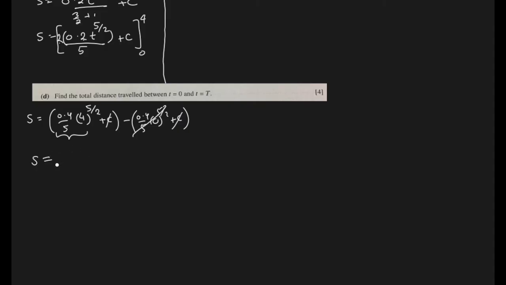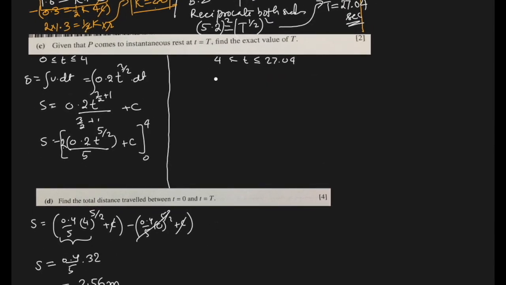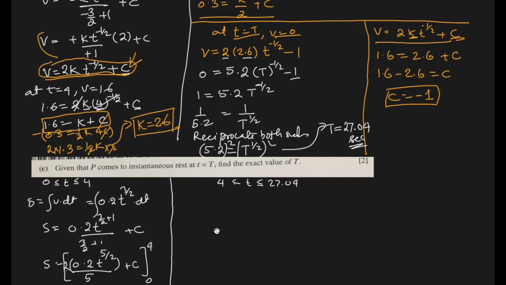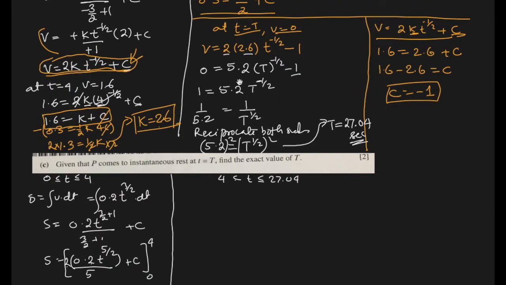What will that be? 0.4 over 5 and 4 to the power 5 over 2 is 32, and it comes out to be 2.56 meters. Now we have to move on to the second one. The equation for this one was, we can write this one, 5.2, where was it? Okay, I can use this one.